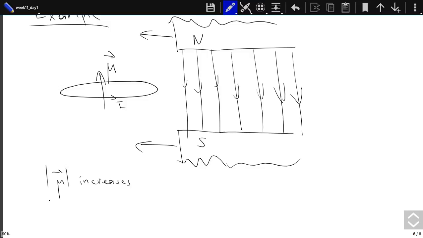Well, in fact, what happens if we flip the polarity of the magnets? The South Pole is above, the North Pole is below. It will decrease. So in both cases, the magnetic dipole moment will change, and the change in the magnetic dipole moment will be in the opposite direction to the magnetic field, in both of them. Are you following?